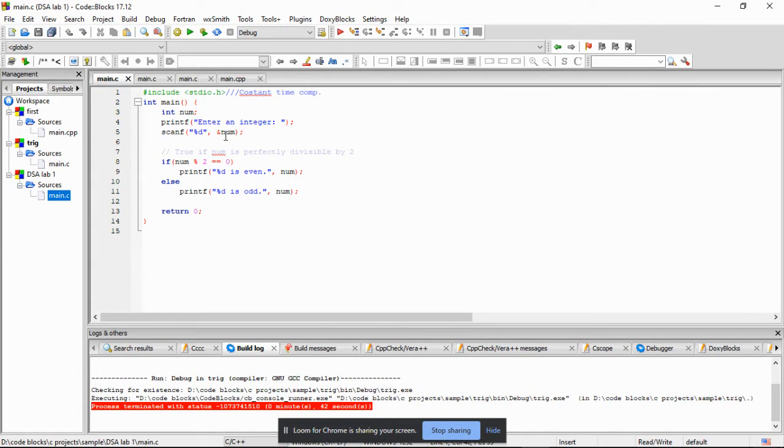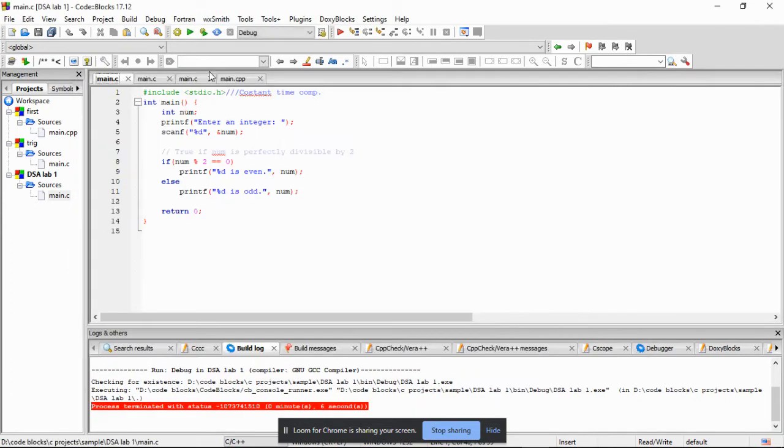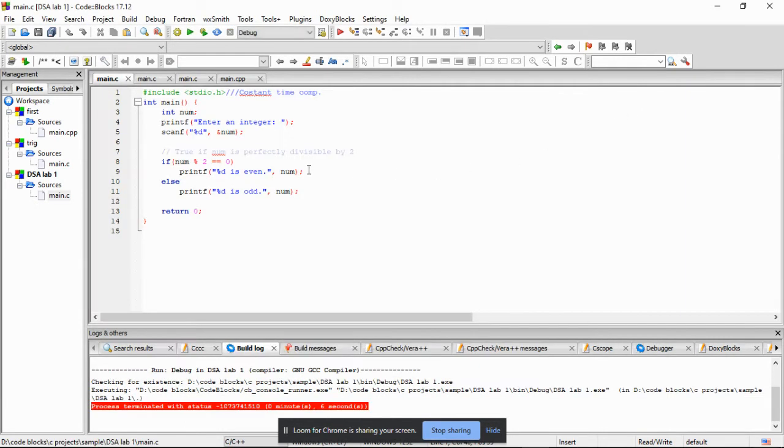We have the constant. So given integer 5, it is odd. It gives an execution time of 2.4. Now again we run it, given an even integer, and here 4 is even. So we see that this is an example of constant time complexity.